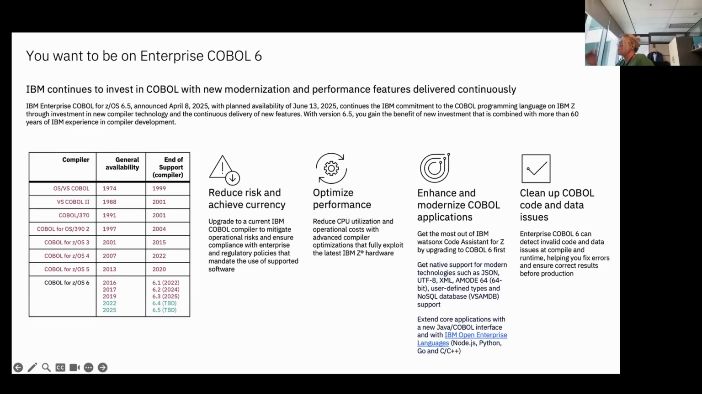You can extend your applications with Java using the new interoperability framework that we put into COBOL 6.4, and you can also consider interoperating with other languages like Node.js, Python, Go, C and C++, etc. For clients using IBM Watson Code Assistant for Z, it is ideal that you complete your upgrade to COBOL 6 first to take advantage of the transform feature. For example, if you're doing some transformation into Java using WCA for Z and leaving some COBOL behind, only COBOL 6.4 has the capability to do that COBOL Java interop.